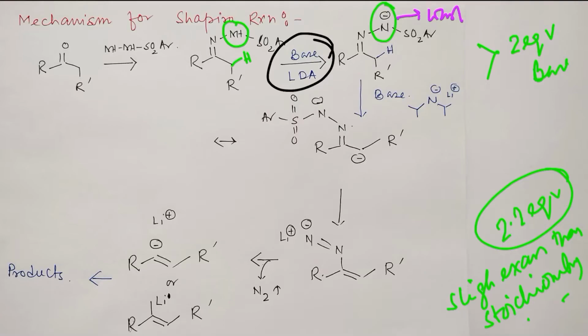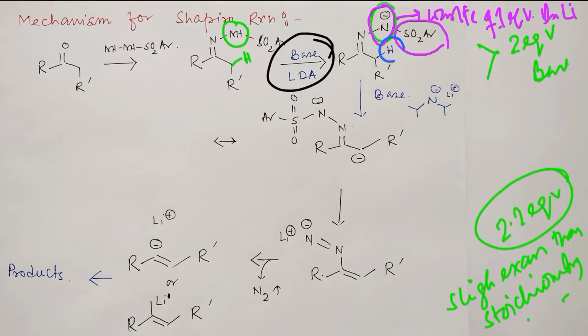You will understand why. Waste of one equivalent BuLi. Okay, fine. And second step, what happens after this abstraction? The second proton is abstracted. By the way, after abstraction of this first proton, this negative charge is delocalized efficiently with this SO2Ar group conjugation.